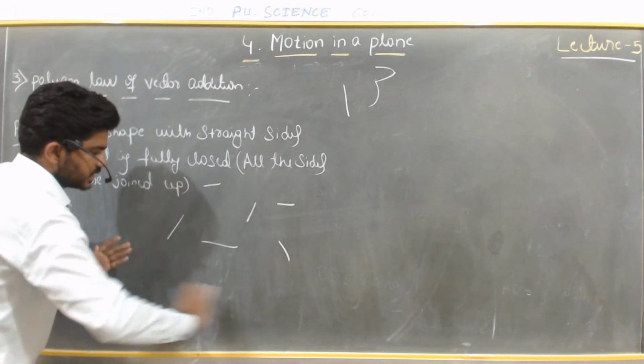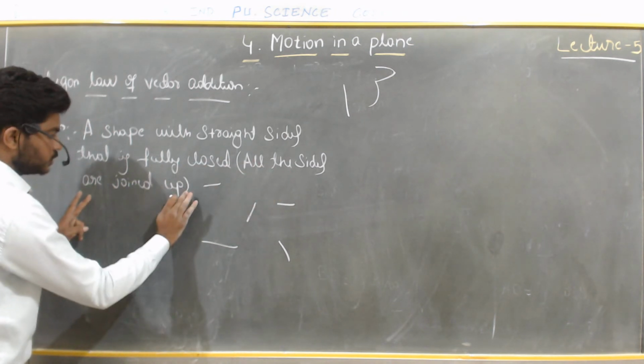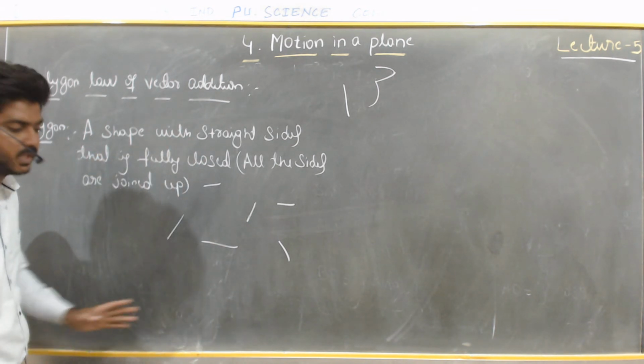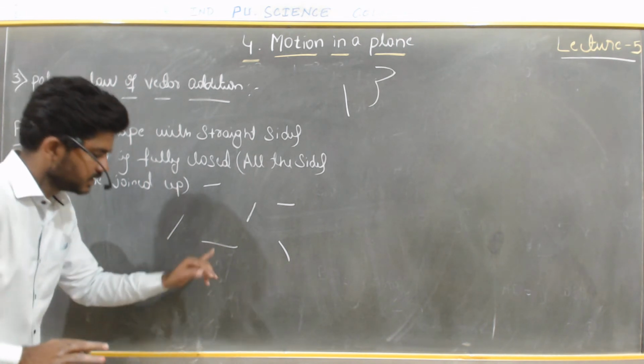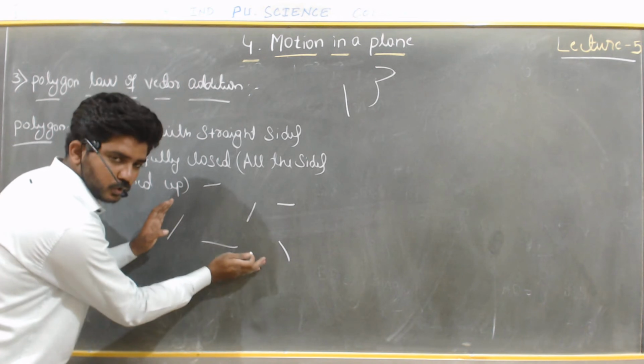All the sides should be joined up, or the straight sides should be fully closed. Remember that the sides should be straight lines. Suppose here I have taken some sides. So now all the sides should be closed up.